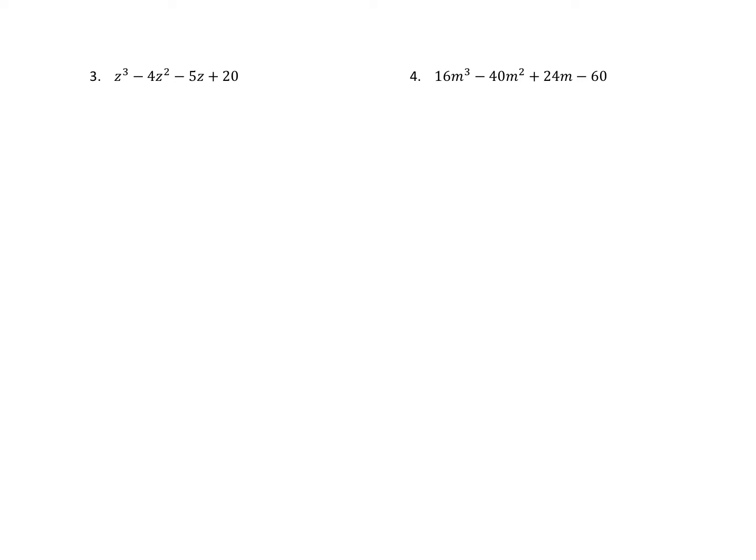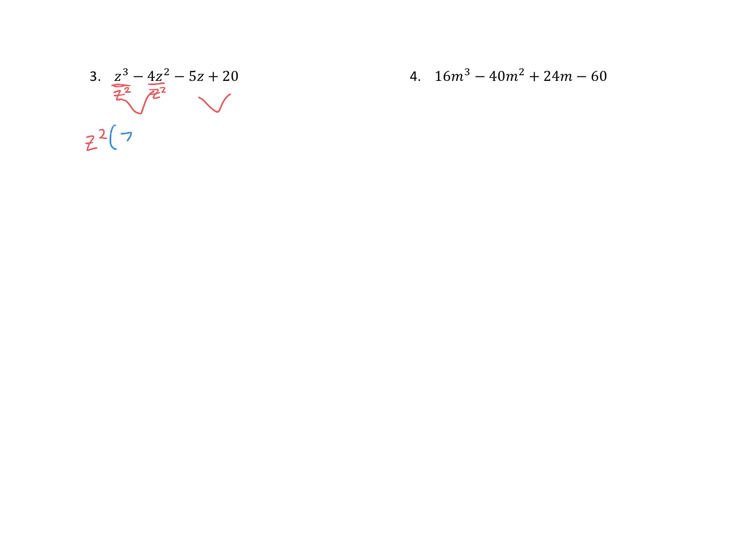Okay, number 3. We have 4 terms, so that's when we know, oh, I need to try factor by grouping. I look for a greatest common factor among all 4 terms. All the terms don't have anything in common. So I'm going to start with the factor by grouping. These two both have z's, and in fact, they both have at least a z squared in common. So I'm going to factor out z squared.